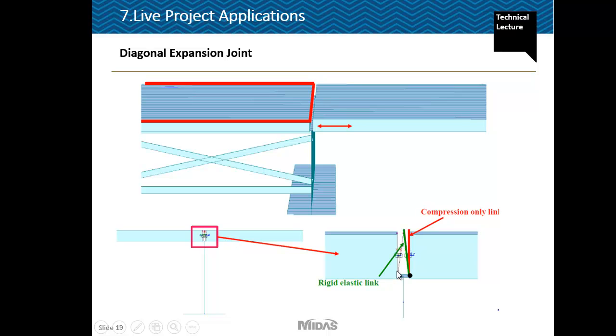While connecting them with the elastic links, one end of the slab could be connected with a rigid elastic link, and at the other end of the slab we can have compression-only links connected. What this implies is it will not transfer moment and shear forces, but only the vertical load, that is, only the dead load transfer would happen. In this way we can ensure that a diagonal expansion joint could be modeled. These are some modeling tips that might be required during the process of modeling for a steel composite.